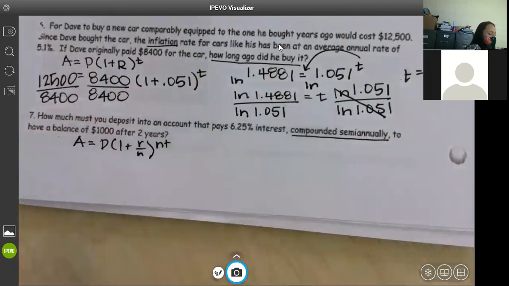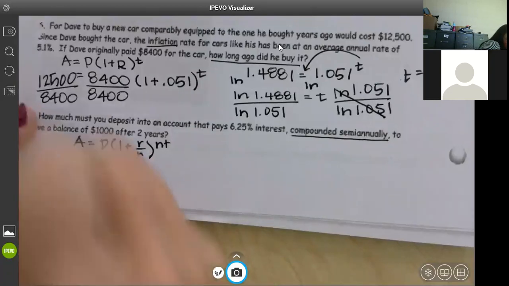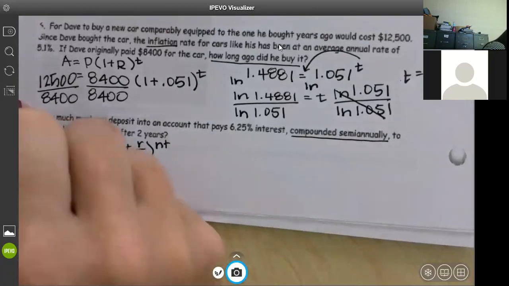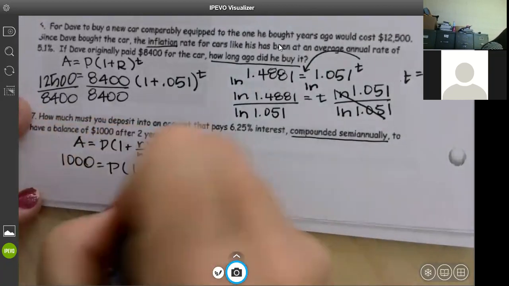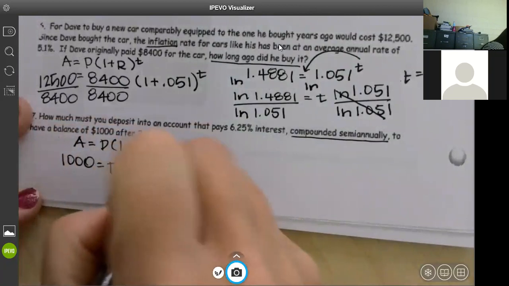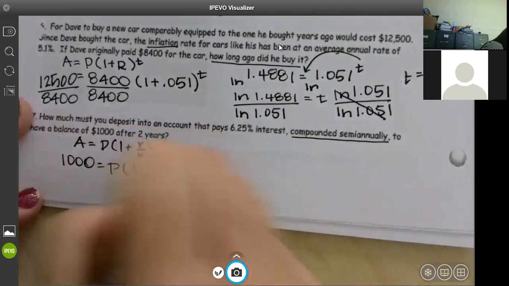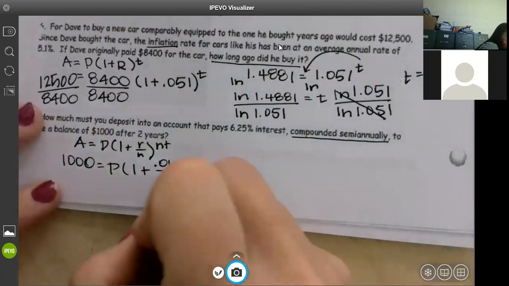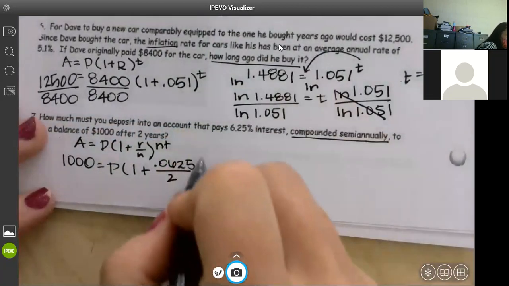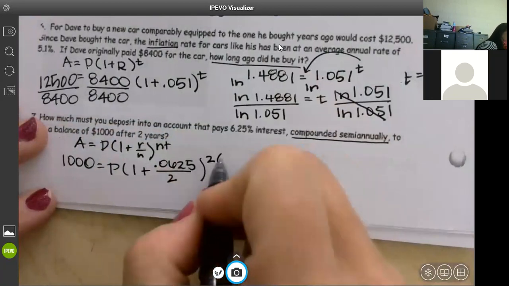All right, what do we start with? Do we have a start price? No. Do we have an end price? Yes. What is it? 1,000. It's all right. 1 plus, what was our rate? 0.065. How many times a year are we doing it? 2, because it's semi-annually. 2 times a year, and for how long are we doing it?